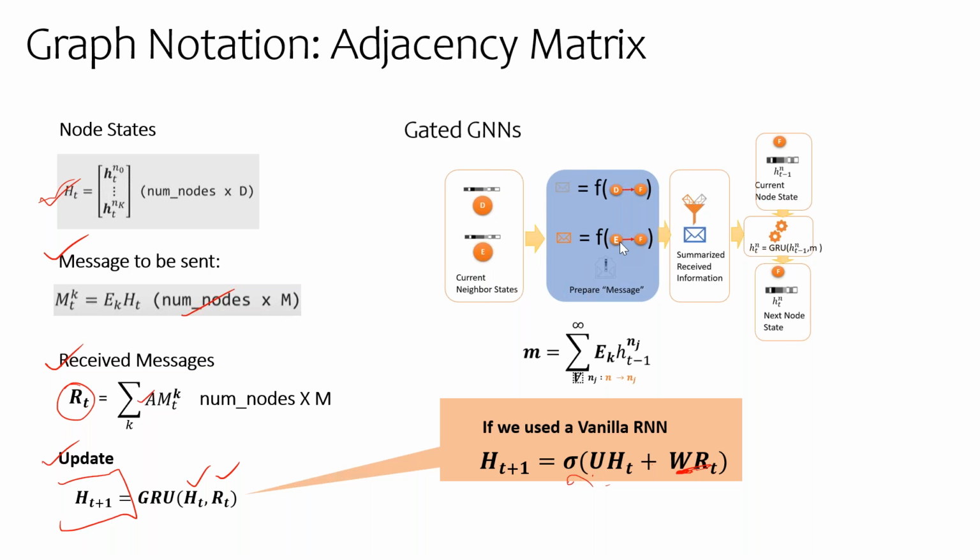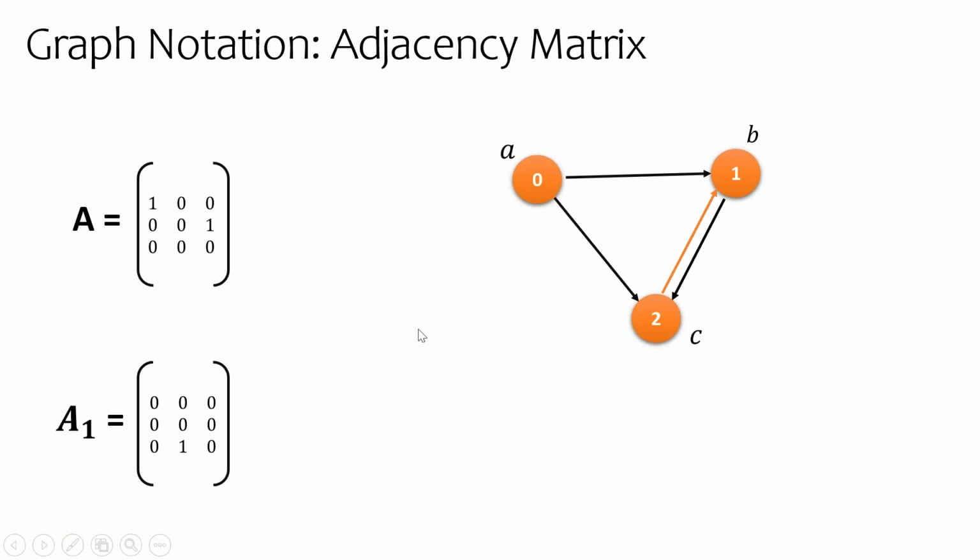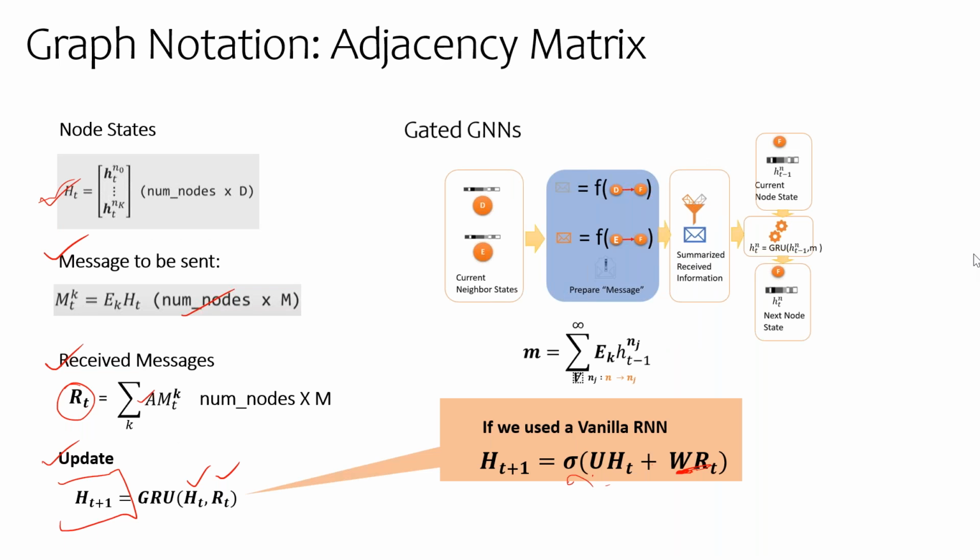A is the adjacency matrix. There is a question: what is A? A is the adjacency matrix that we get from any graph, right? I was showing in the previous slide that an adjacency matrix looks like this. So for any graph, we can get an adjacency matrix like this. Okay.